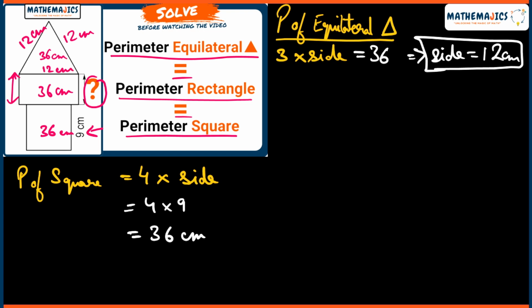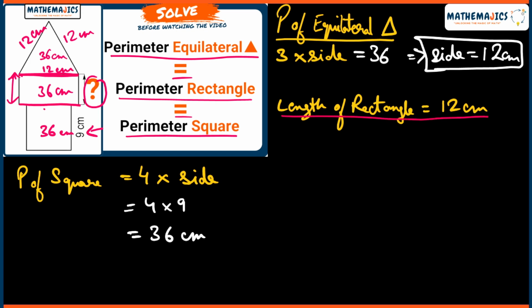Correct. Okay. That means we have easily found out the length of this rectangle. The length of this rectangle turns out to be 12 centimeters. Yes. So let's write this down. The length of the rectangle here turns out to be 12 centimeters. Why? Because if you see the base of the equilateral triangle, the base of the equilateral triangle and the length of the rectangle are the same. Correct? That is why the length of the rectangle is 12 centimeters.